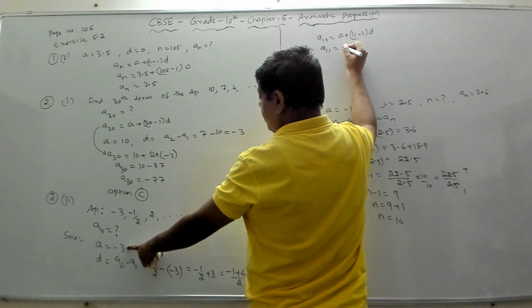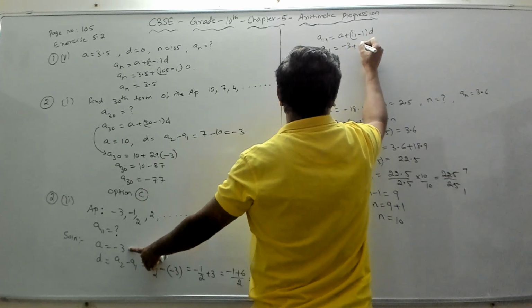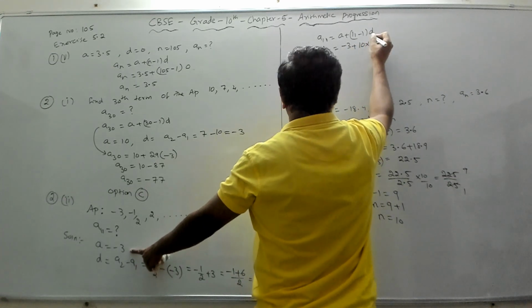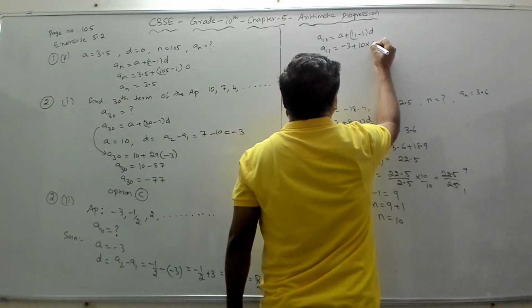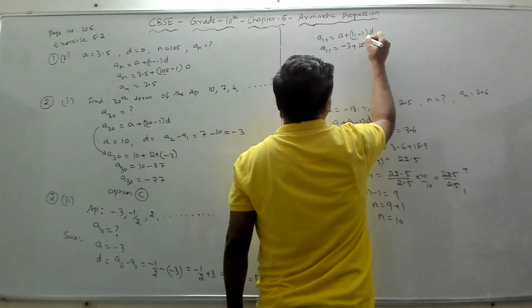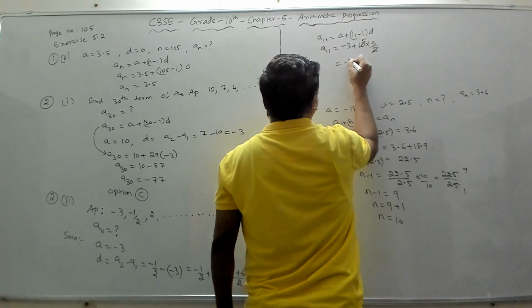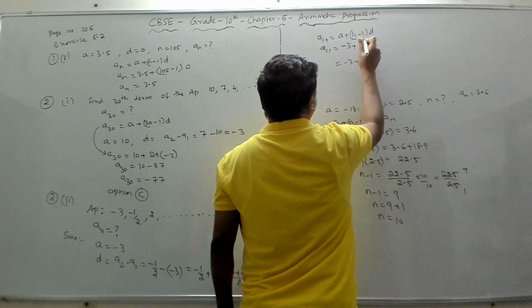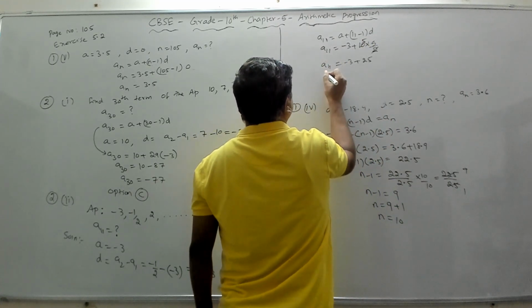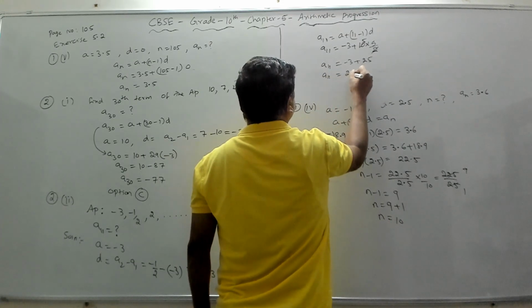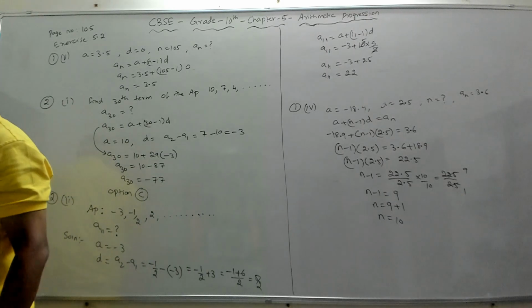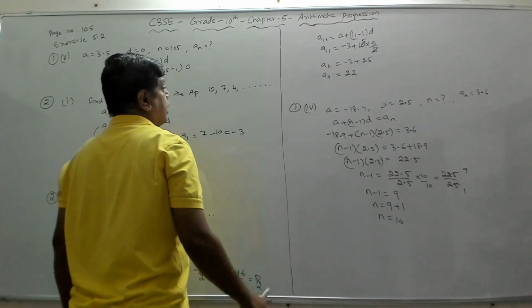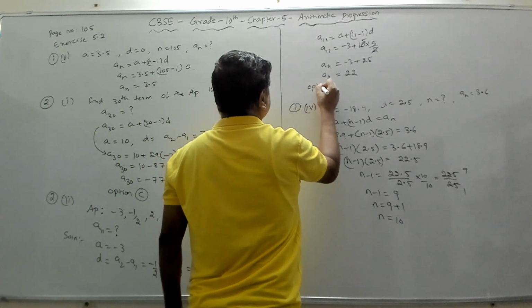A is minus 3 plus 11 minus 1, which is 10, into D. D is 5 by 2, so into 5 by 2. The 2 and 10 get cancelled, you get 5. So you get minus 3 plus 25, since 5 fives are 25. So A11 becomes 22. The 11th term of this AP is 22, which is option B. So the right answer is option B.